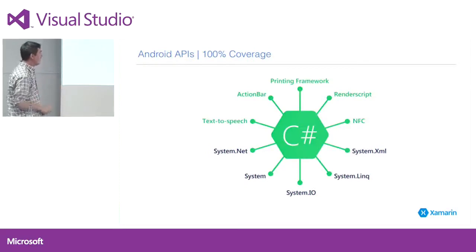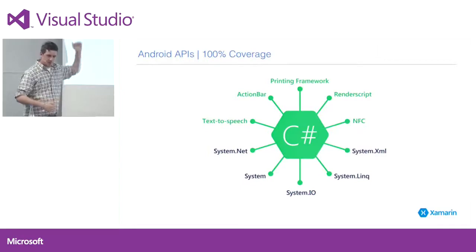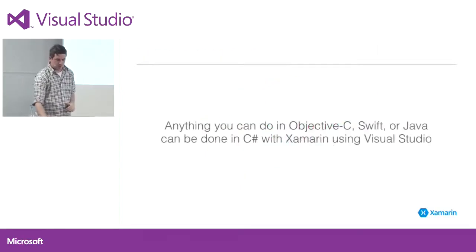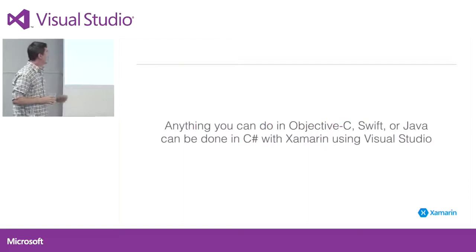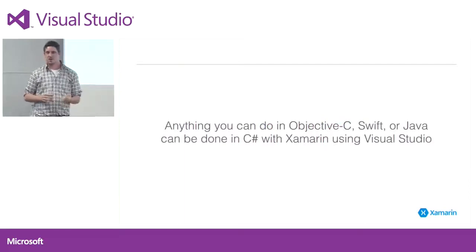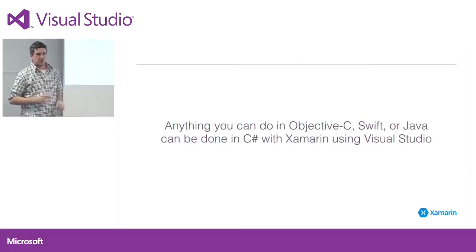And speaking of Java, you see this shared level with all the platform APIs above. So anything you can do with Objective-C, Swift, the new one, and Java can be done with C# and Xamarin. There's no limitation on what you can create.